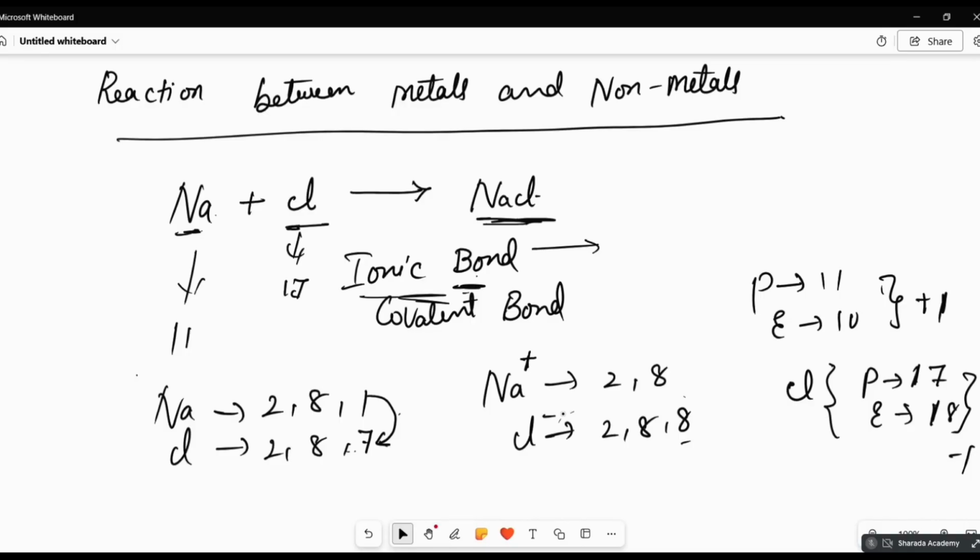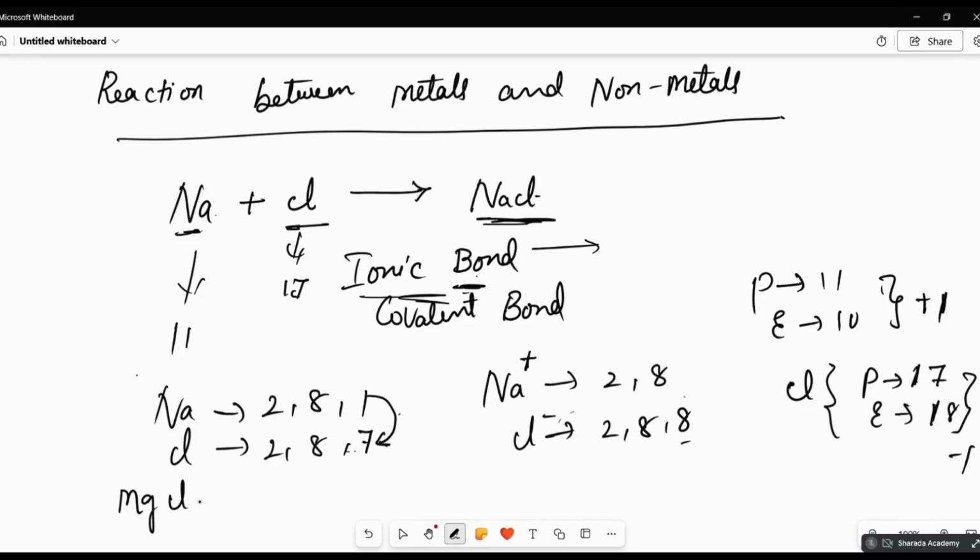In metals and non-metals, usually metals have the tendency to give electrons, whereas non-metals have a tendency to gain electrons. We studied electropositive and electronegative, no? That only. It is an exchange: one is giving, the other is taking.